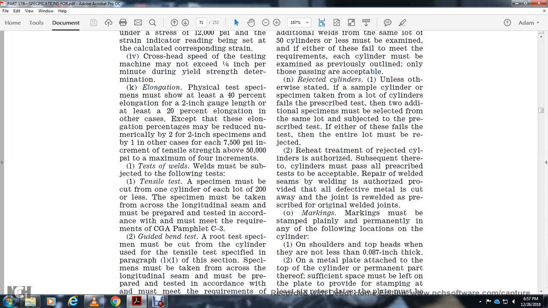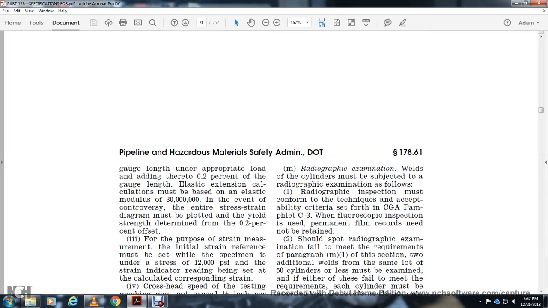Radiographic examinations. Weld cylinders must be subject to the radiographic examination. The radiographic inspection must conform with the technique and acceptable criteria set forth in CGA pamphlet C3. Fluoroscopic inspection, with the permanent film record, but not retained.